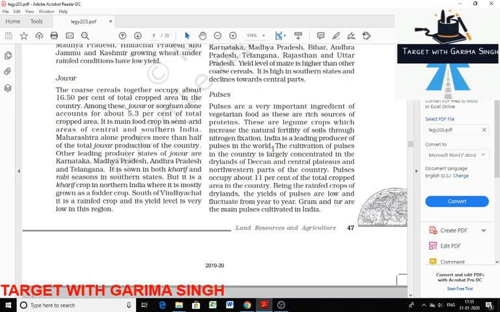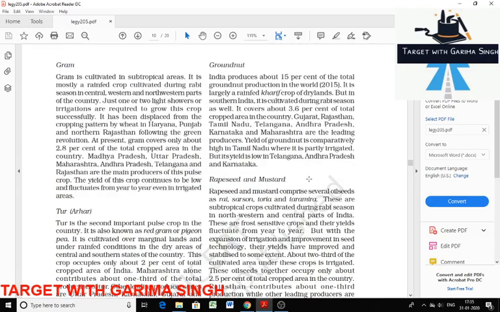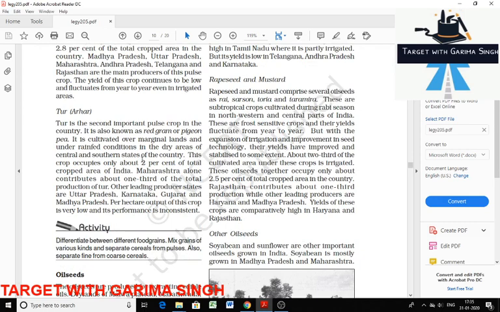Next is pulses. Pulses are grown in India on about 11% of the total cropped area. Then gram is grown in 2.8% of the total cropped area, and the producing states are Madhya Pradesh and Uttar Pradesh. Then there is tur. This is grown in 2% of the total cropped area of India. It is the second most important pulse crop in the country. Maharashtra is the leading producer of tur, producing about 75% of tur in India.